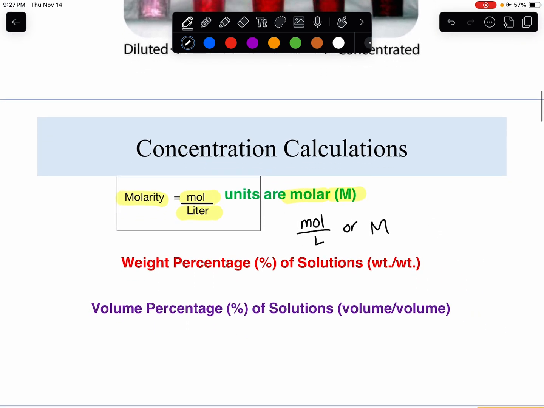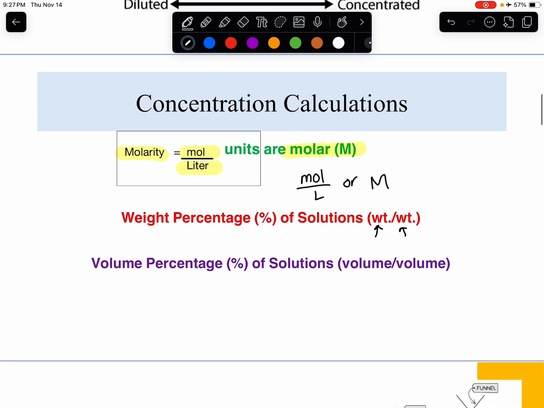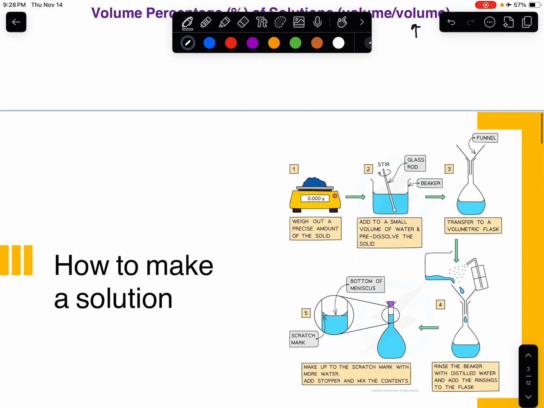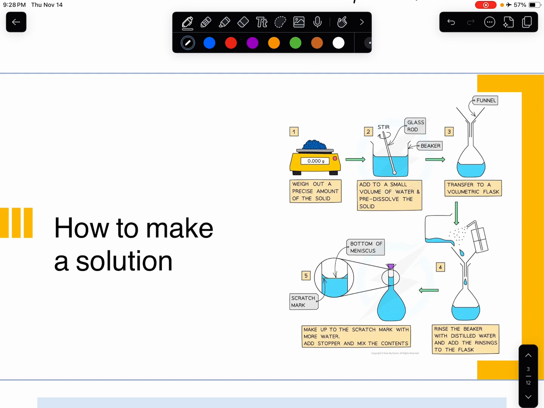We're going to be looking at weight percentages, which means you would do the weight of the part divided by the weight of the whole, multiply by 100 if you wanted to get a weight percentage, and a volume percentage, which is similar, the volume of the component you're looking at divided by the volume of the entire thing times 100. Okay? So the first thing we want to talk about is how do you make a solution?